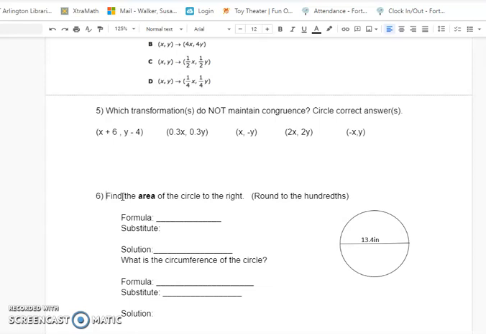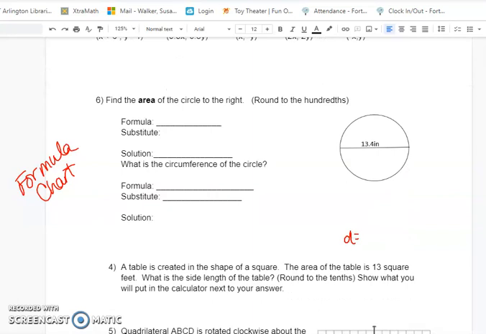Okay, it says, find the area of the circle to the right. Okay, guys, you need to use your formula chart. And you need to make sure you know the difference between radius and diameter. This is the diameter. Okay? That is the diameter. You need to look every time to see whether you are using the radius or diameter. This happens to be the diameter.